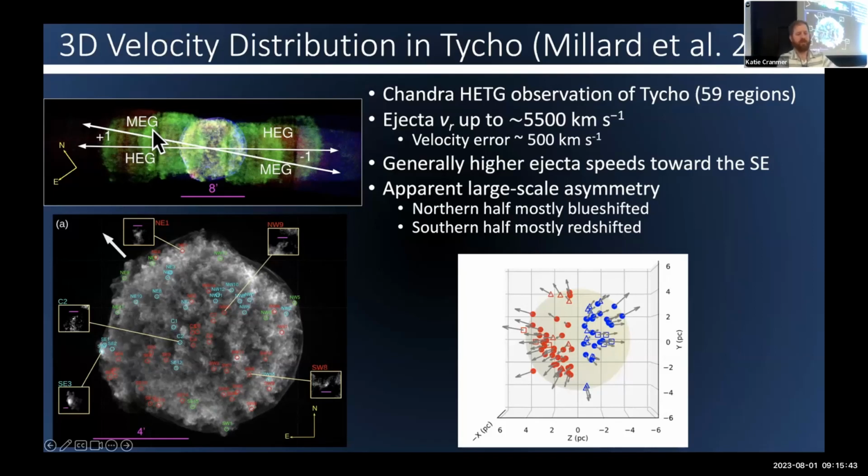We also discovered this apparently large-scale asymmetry, where most of the knots in the northern half were blue shifted, and most knots in the south were red shifted. This one's a little more tricky to deal with, so this could just be due to differences in density between the front and the back of the remnant, which would create a stronger or weaker reverse shock at certain points, and so you would just happen to see more knots in that region because of the stronger reverse shock.